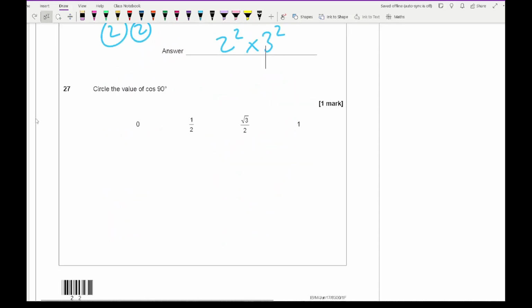Next, it says circle the value of cos 90, and the value of cos 90 is 0.